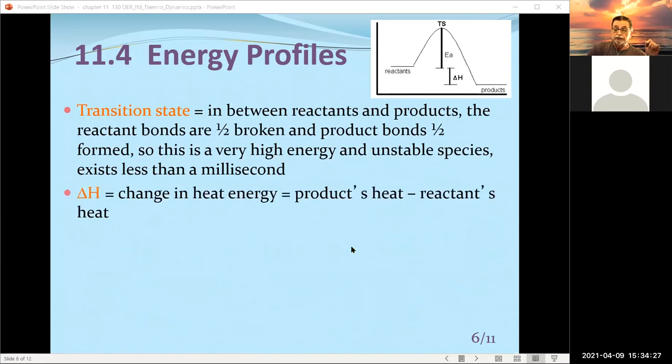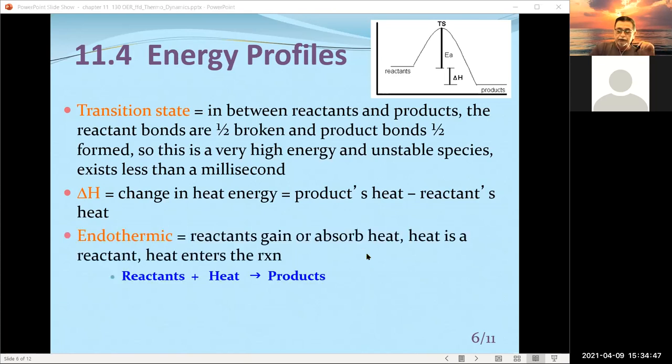Okay. So delta H is the change in heat energy. Basically, they call it the energy of the reaction. And that is the energy of my product's heat minus the energy of the reactant's heat. We call it heat, but keep in mind, energy and heat, we interchange the term, because heat is energy, energy is heat. Okay, the transition state is that halfway mark between bond formation and bond breakage.